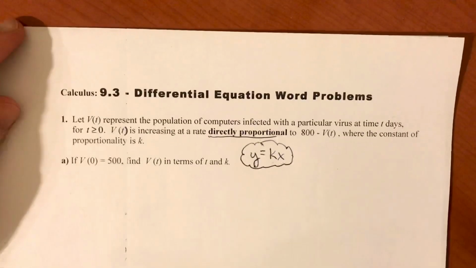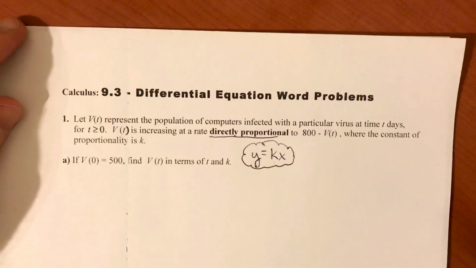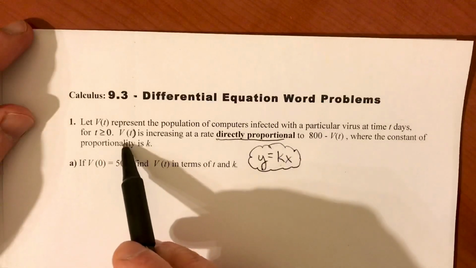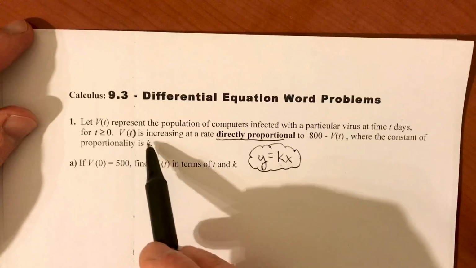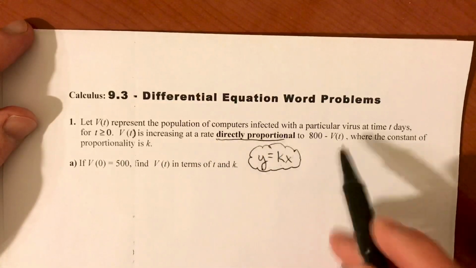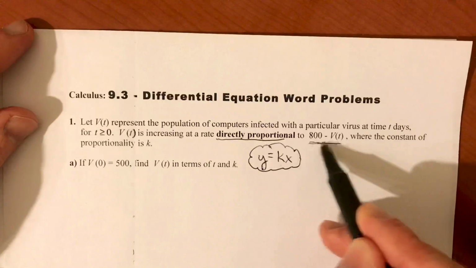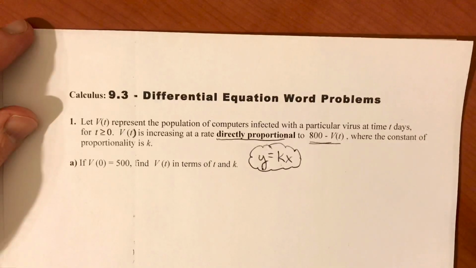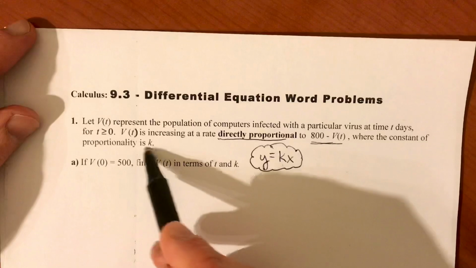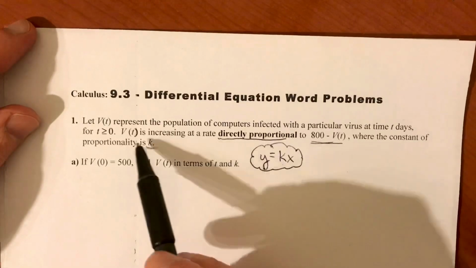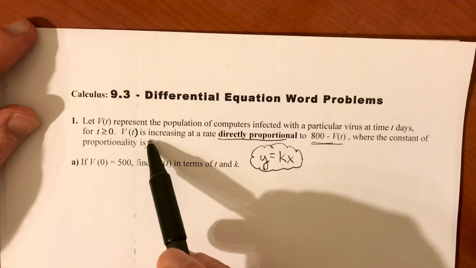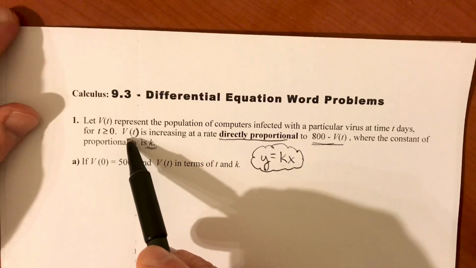So we have v of t, which represents the population of a computer virus, is increasing at a rate directly proportional to this quantity, 800 minus v of t, where the constant of proportionality is k. And so the key is first breaking this down. Since they didn't set it up for us, let's translate this into calculus terms here.